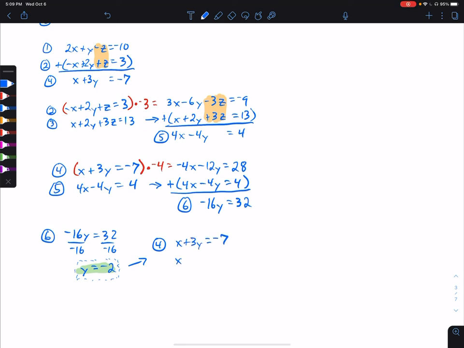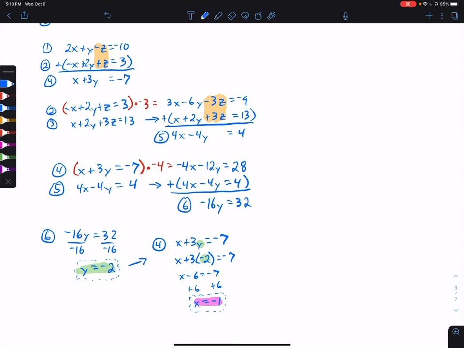And now I can plug in my y value, sorry, not -4, -2, and I can solve for x. So that y became -2. So x minus 6 equals -7. Add 6 to each side, so x would be equal to -1. Again, I have part of my answer. So let's highlight that with pink this time.